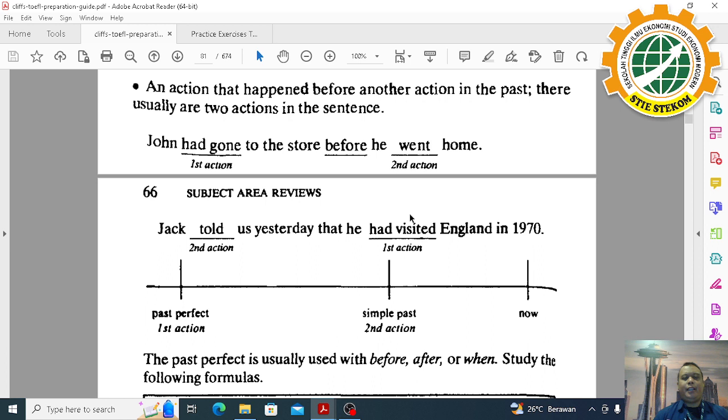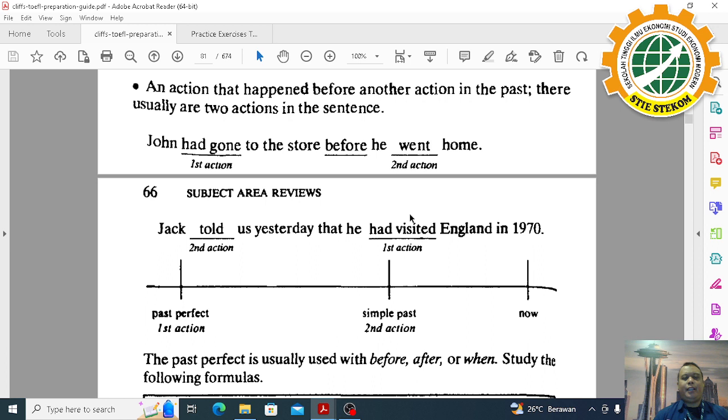John had gone to the store before he went home. Jadi went home ini udah past simple ya. Tapi kita menerangkan sebelum kejadian in the past formnya itu. Nah, jadi in earlier past ya. Jadi past perfect itu adalah mendeskripsikan kalimat earlier past ya. Kejadian yang waktu lampau setelah lampau. Ya. Jadi udah waktu lampau dan sebelumnya ya, sebelumnya waktu lampau ya.